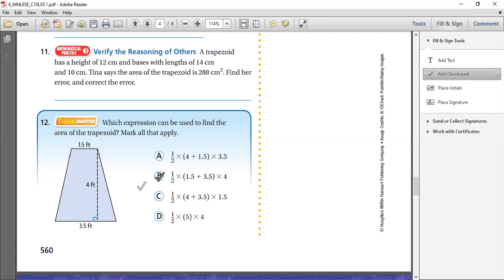So is it 4 plus 3.5? How can it be 4 when base 1 is 1.5? Okay, let's move to this. How did they get 5 here? Did they add 1.5 plus 3.5? Yes, they have simplified and then given you the answer there. So it's going to be B and D.